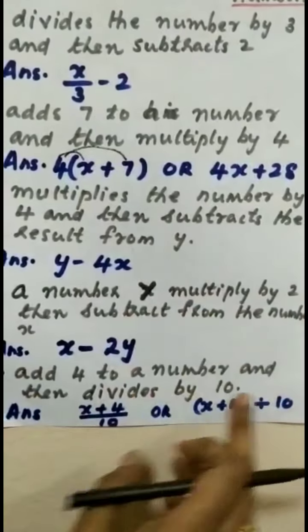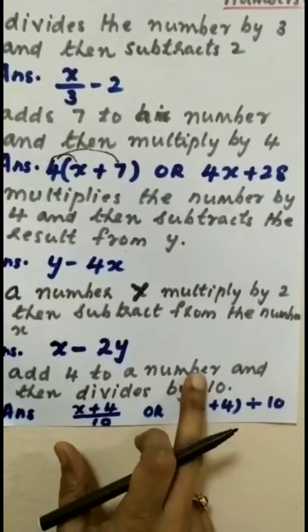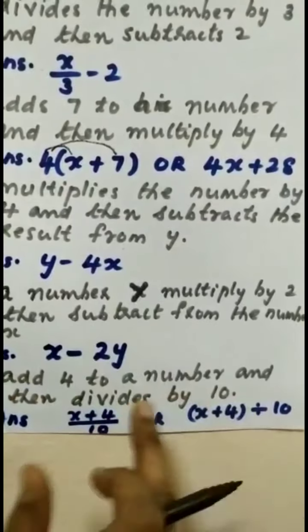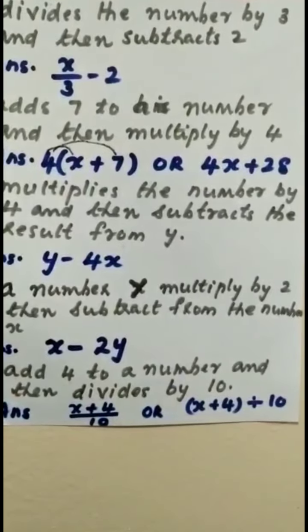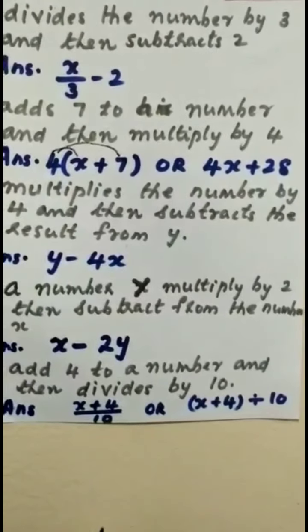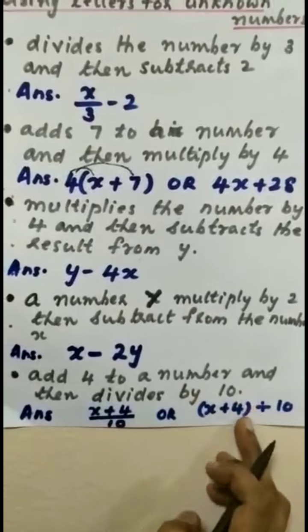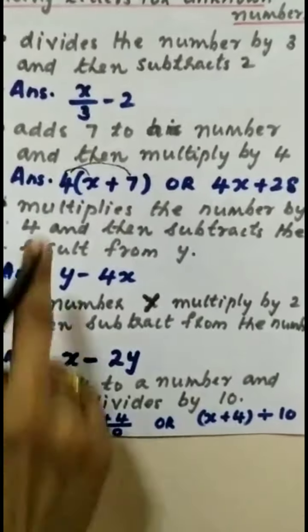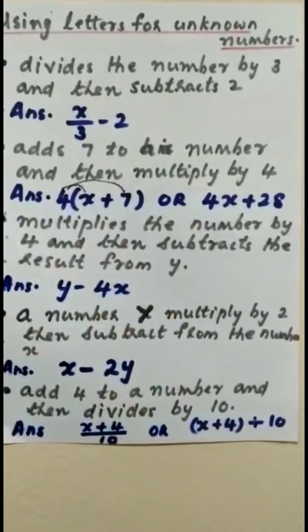Add 4 to a number and then divide by 10. Add 4 to a number. This number is x. Add 4, x plus 4, divided by 10. Divide means it applies to both, so the big line goes under both, x plus 4. It's a fraction, x plus 4 divided by 10. Or we can write it like this, but use the bracket here, and here this is a fraction. So these two questions, I want you to understand the difference.